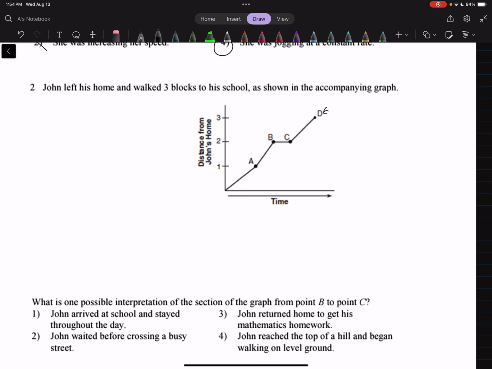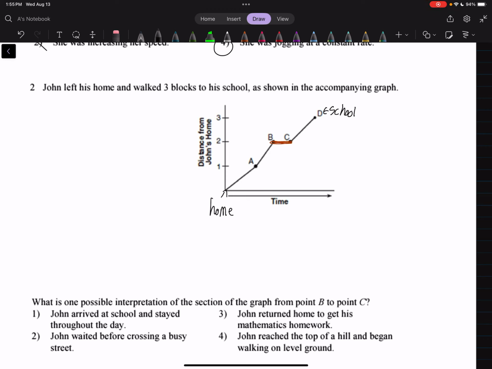D is the school. I know that because it said he is walking to his school. I know that 0 has to be his home because it says he left his home to walk the 3 blocks to his school. So what is happening now, given this data, between B and C?